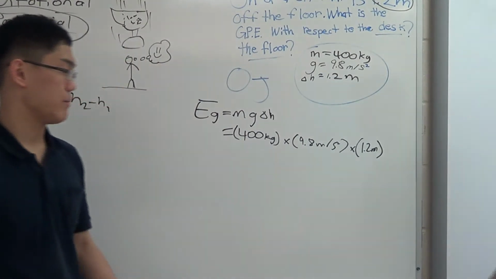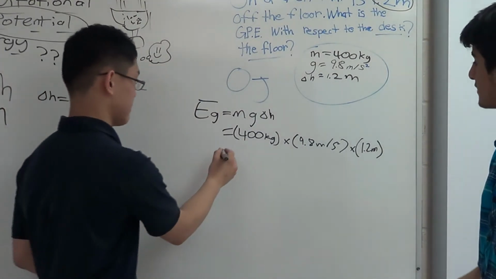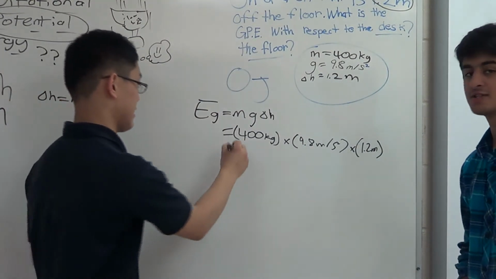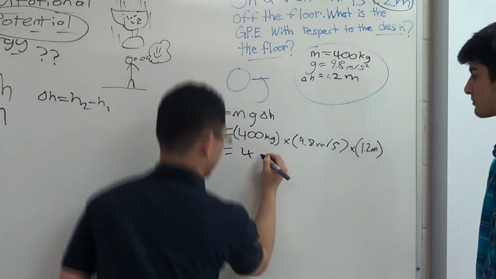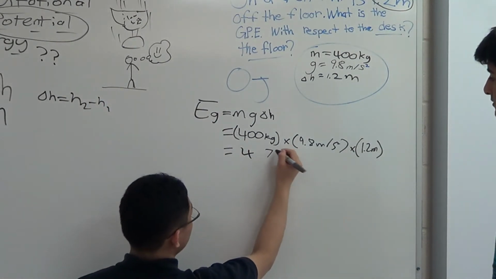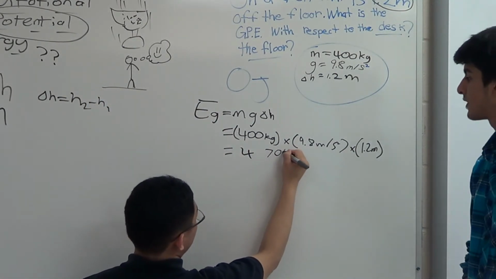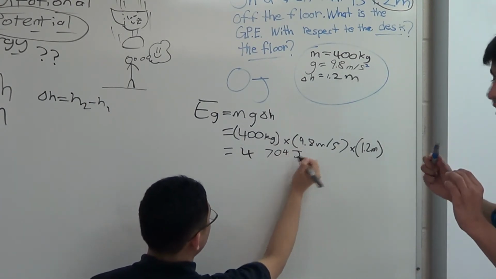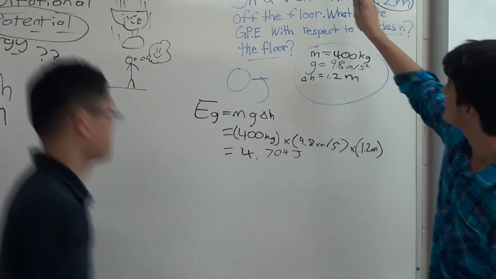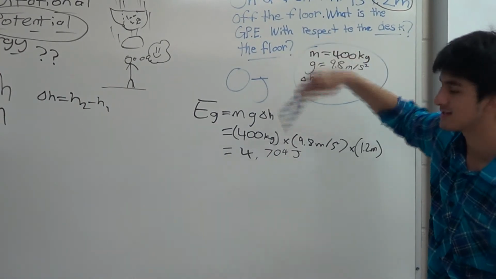Okay, so if you calculated this, you should get 4,704 joules. That's the energy stored in this anvil with respect to the floor.